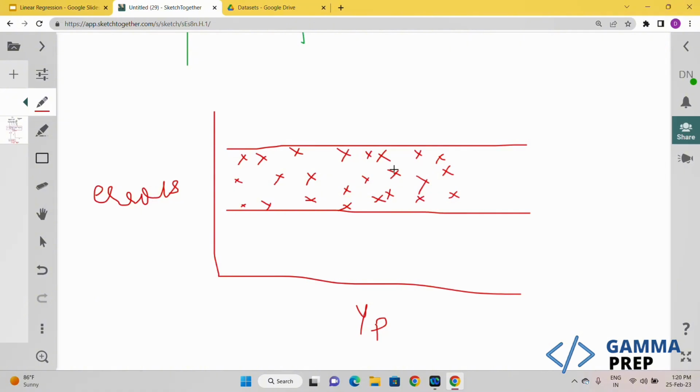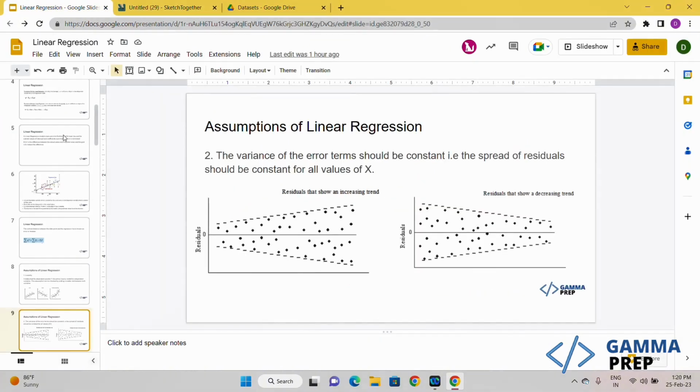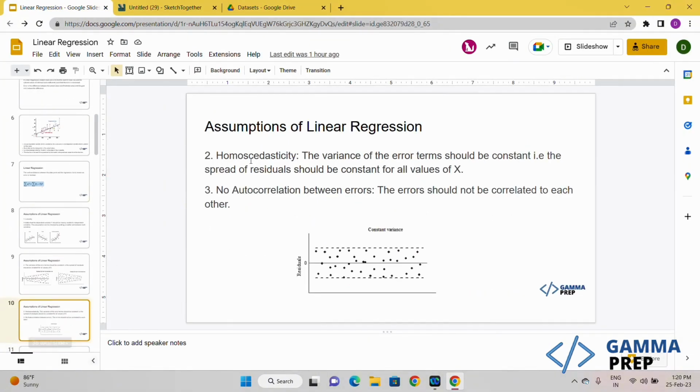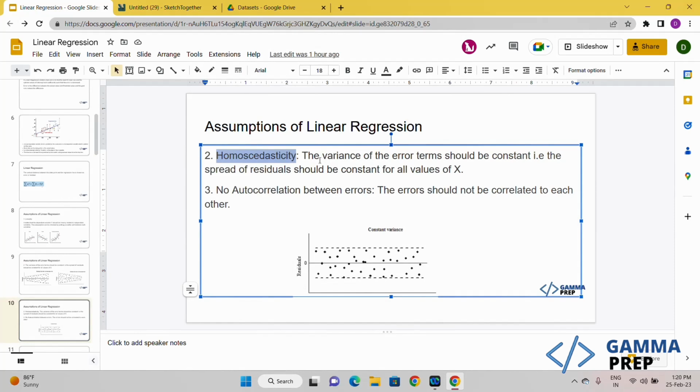So this property, that the errors show constant variance or are in a constant range, and are not increasing or decreasing with the y predicted, is called homoscedasticity. Homoscedasticity means the variance of the error terms should be constant. That is, the spread of the residuals is in the same range. Okay, that's called homoscedasticity.